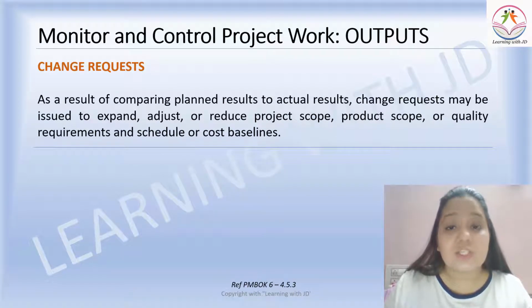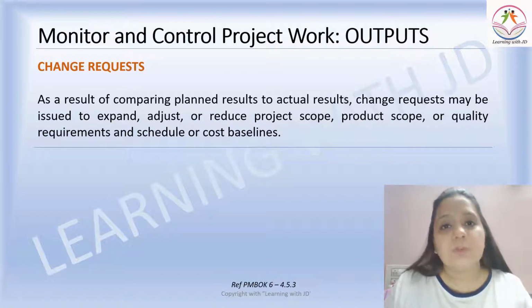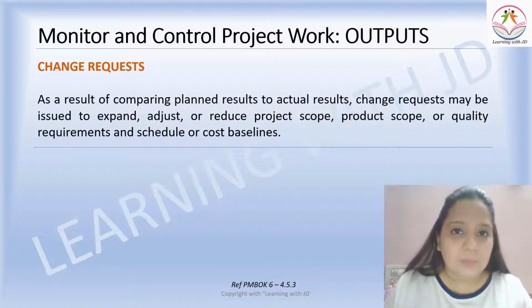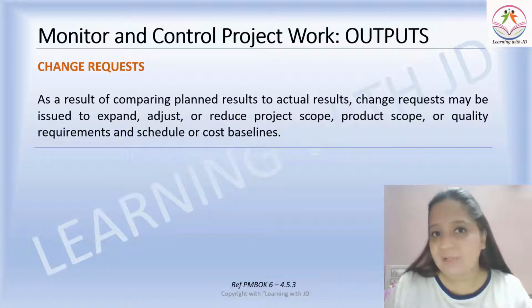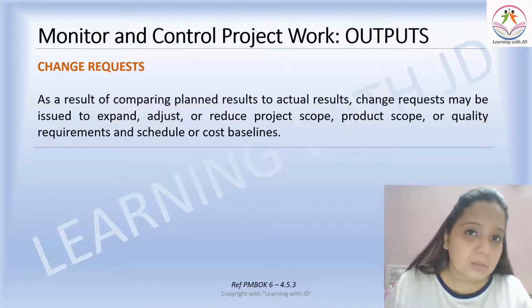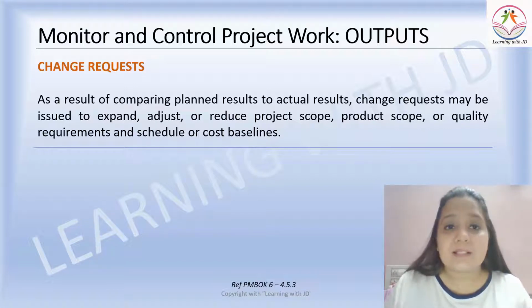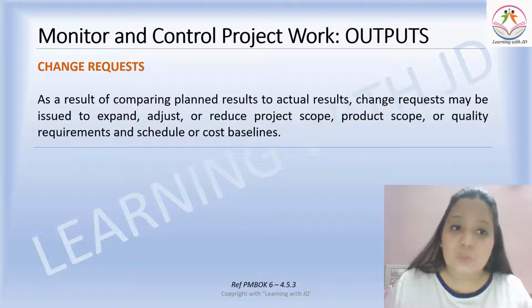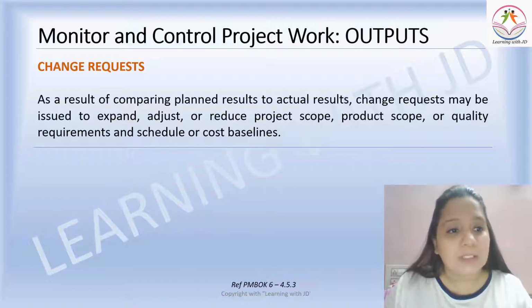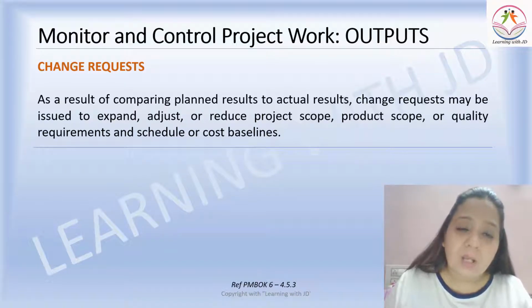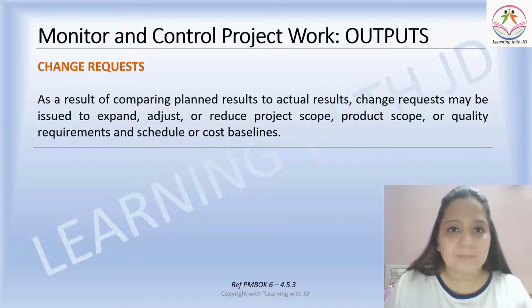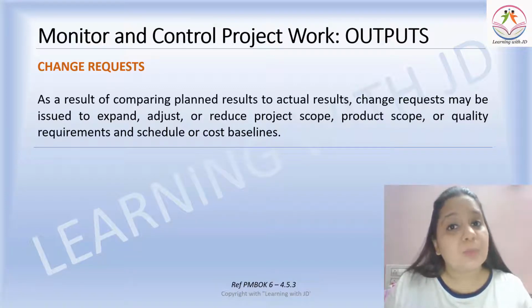Now this is the first time that a change request is coming. Till now you were executing the project. When you are monitoring and controlling, you either need to take a corrective action or a preventive action, or you need to change the scope of the project. That is what is known as a change request. As a result of comparing planned results to actual results, a change request may be issued to expand, adjust, or reduce the project scope, quality requirements, or the schedule or cost baseline. So it all depends upon whatever change request has come.